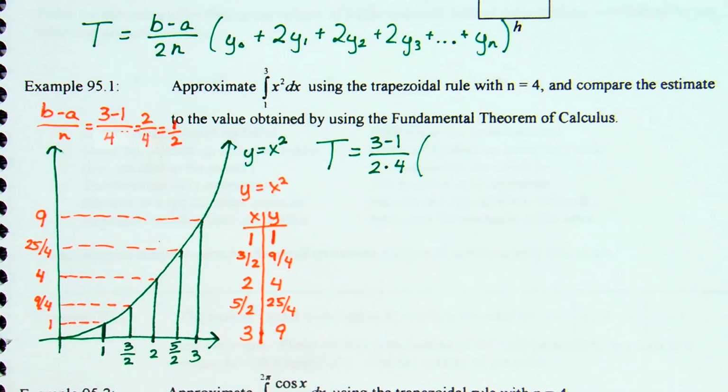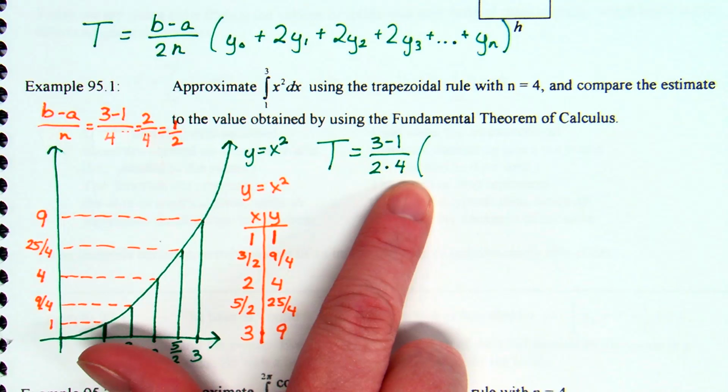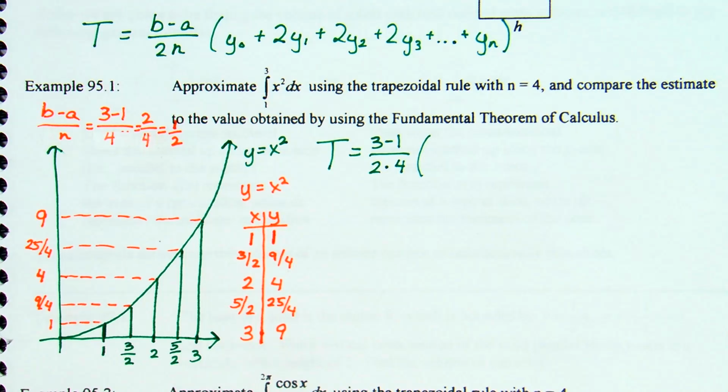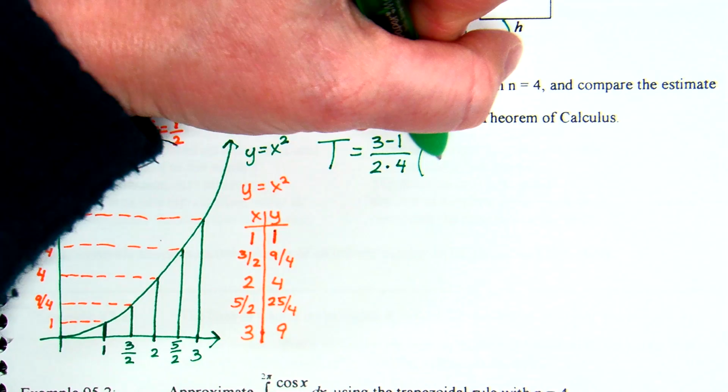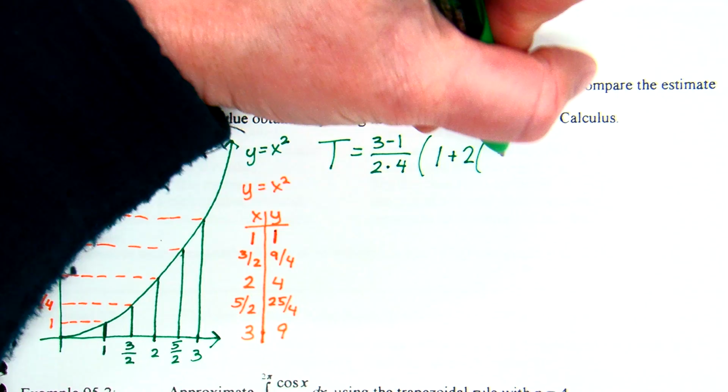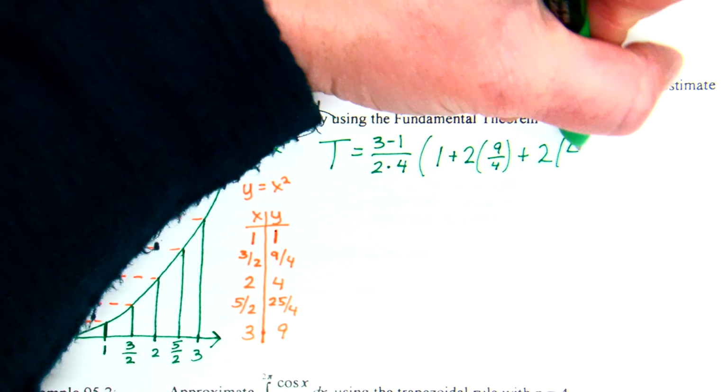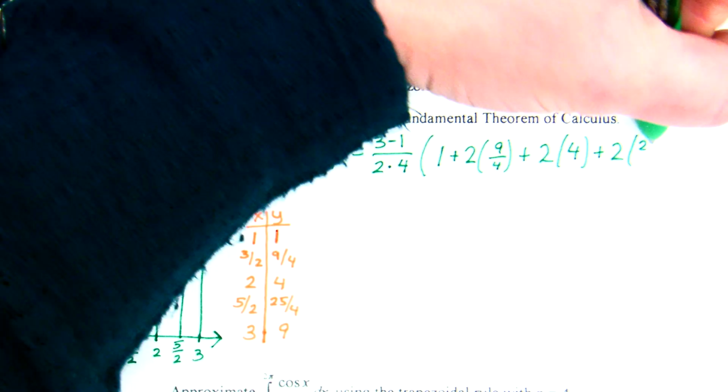So, y naught, what is our first y value? 1. Plus 2 times the next y value. So 2 times 9 fourths. Plus 2 times 4. Plus 2 times 25 fourths. Plus 9. The last one you don't double. So 3 minus 1 over 2 times 4, 2/8, which is 1/4.